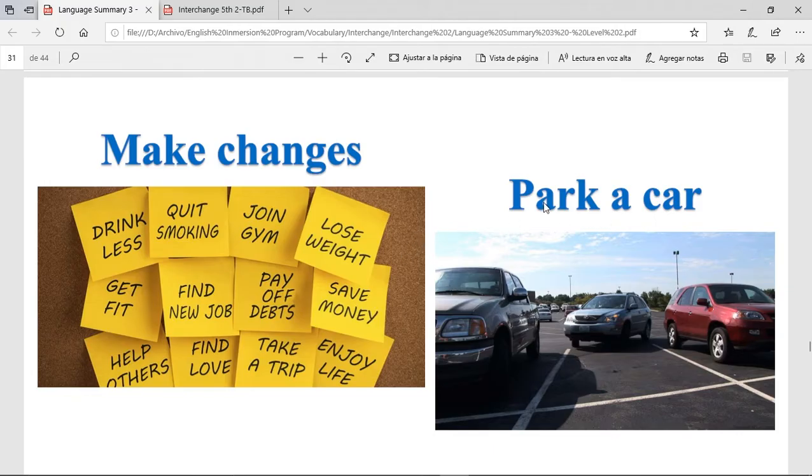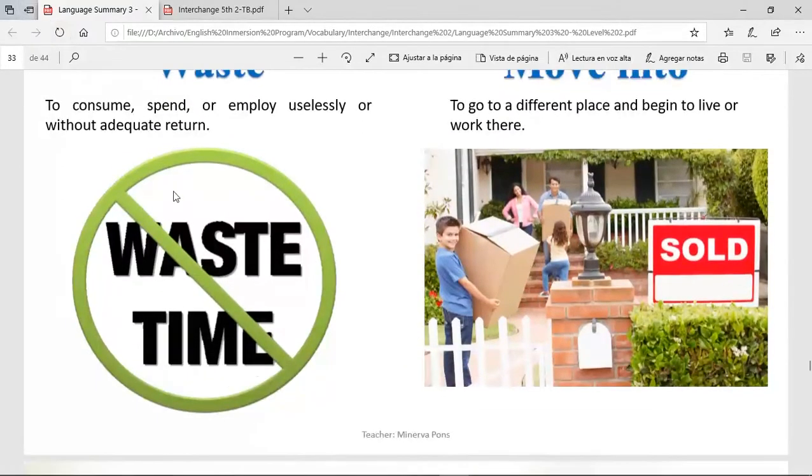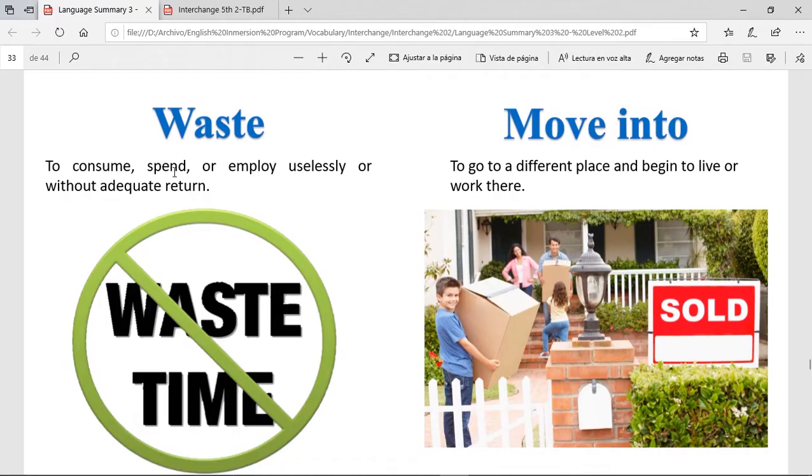Park a car. I think this is pretty obvious. Move out. Leave or cause to leave one's place or residence or work, okay? To move out is when you stop living with your parents, for example, or you stop living in the place that you usually used to live. To move away is to go and live in a different town or area of a country, or even another country.